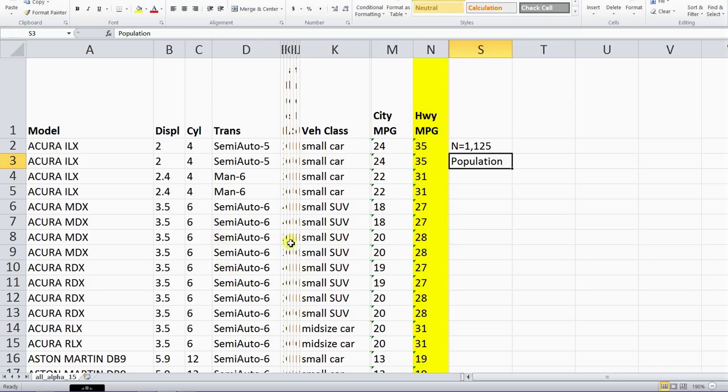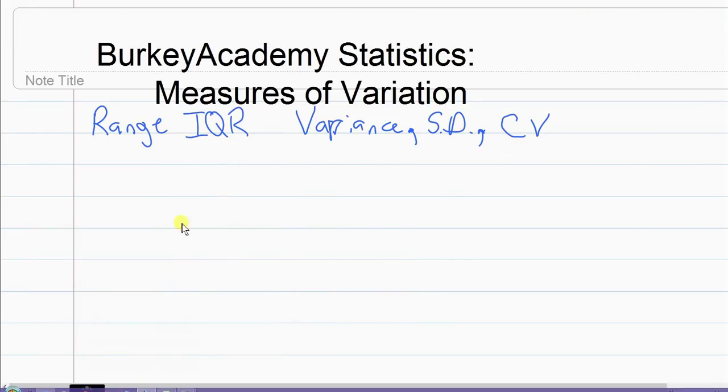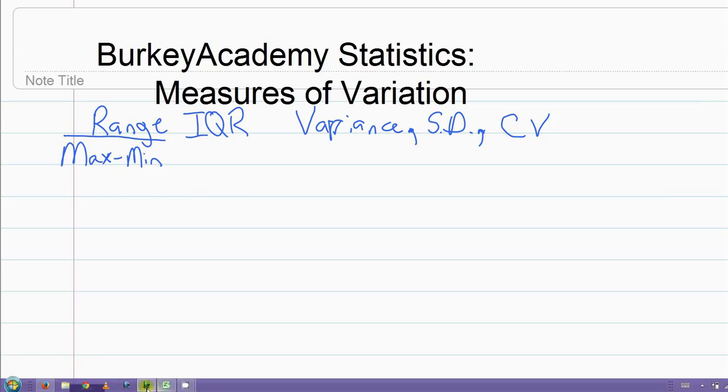The simplest one to understand and the simplest one to calculate here is the range. The range is simply a way of telling how spread out the data are by calculating the difference between the maximum value for highway miles per gallon and the minimum. So let's go back and look at the data and find the maximum and the minimum, and then we'll calculate the range.